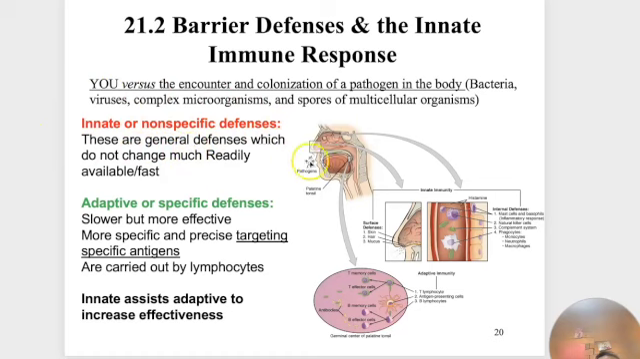Innate response, okay, or non-specific. These are general defenses, which do not change much. Whatever that is not yours, your body will attack it. Adaptive is slower and more effective, more specific, okay, and precise, targeting a specific antigen, and is carried out by the lymphocyte. You guys remember, right? B cells will mature into plasma cells once exposed.